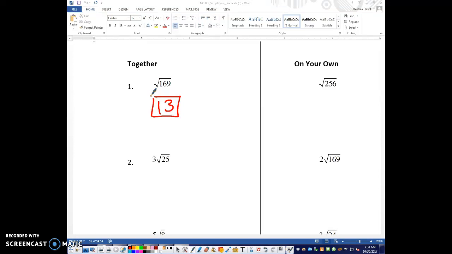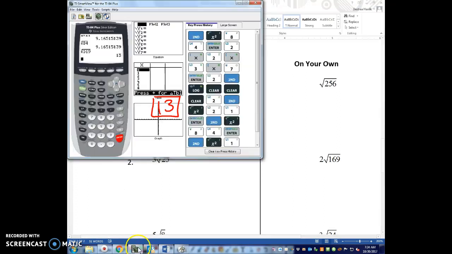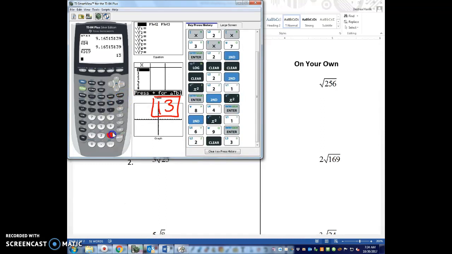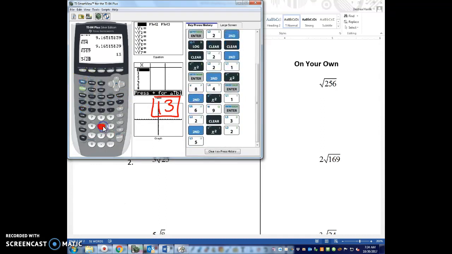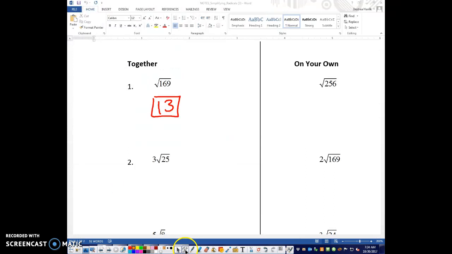Let's look at number 2. So let's type this in. What was it? 3 square root 25? Whoops. 3 square root 25. 15. Okay? Now let's look at why this was 15. Because we have 3 here, right? Times, what's the square root of 25? 5. So 3 times 5 is 15. Okay? So now pause your video and do the one to the side. Let's look at number 3.